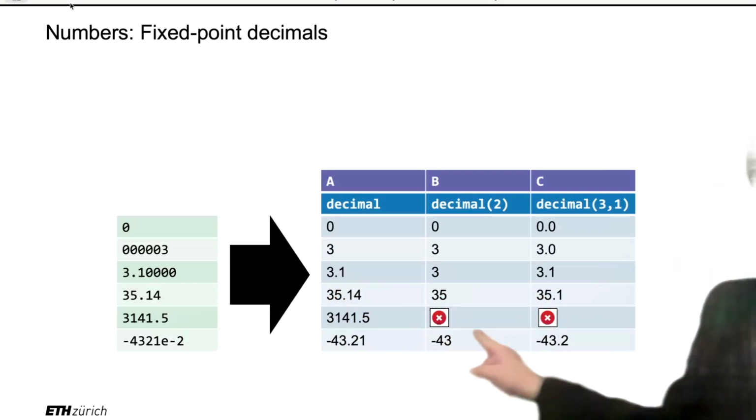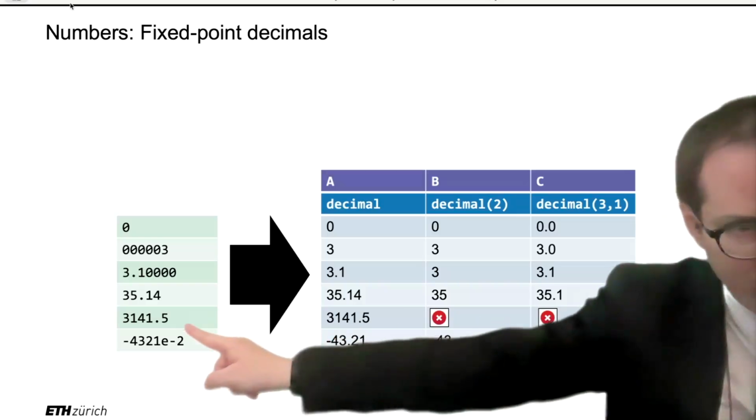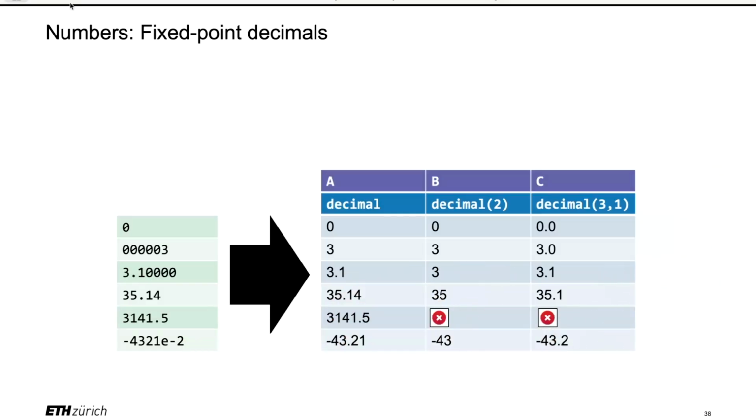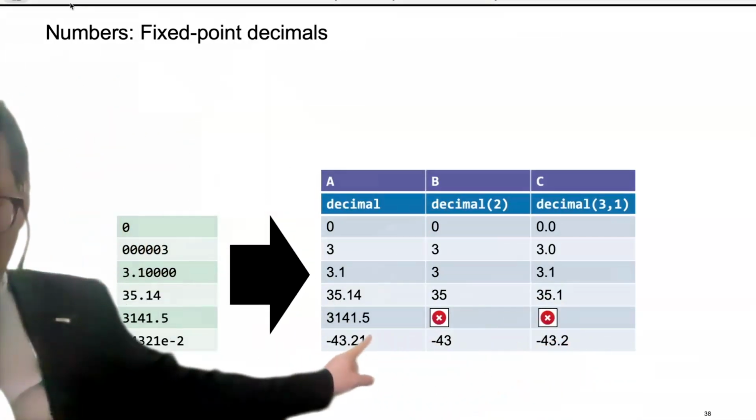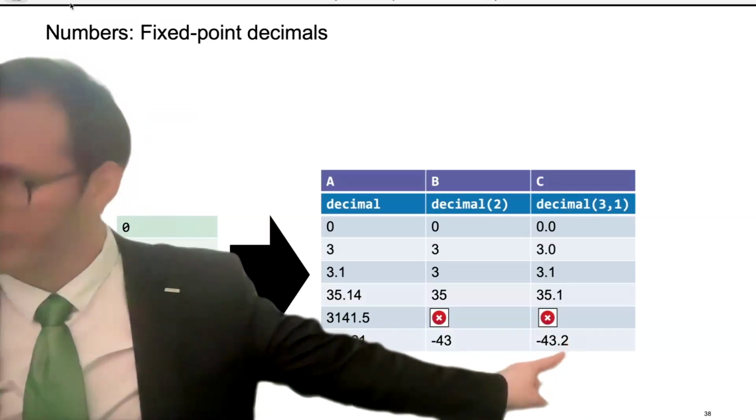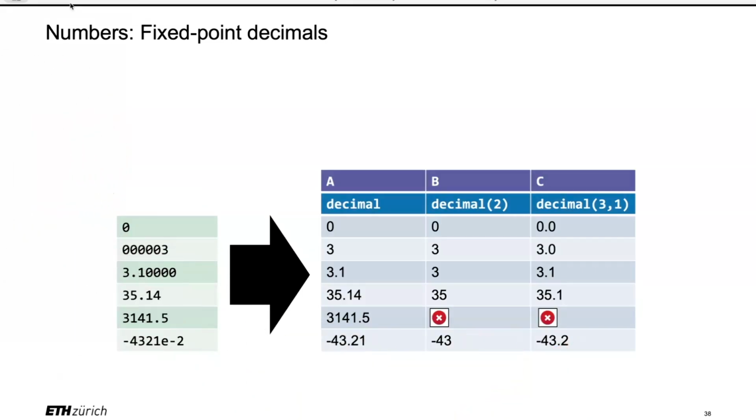Here we can't, because that's only 2 digits on the left alone. Here we have 4, so we can't just remove digits on the left of the decimal period. And here we have minus 43.2, and we lose the 1 in the precision, because the scale is 1. So we have only 1 digit on the right.